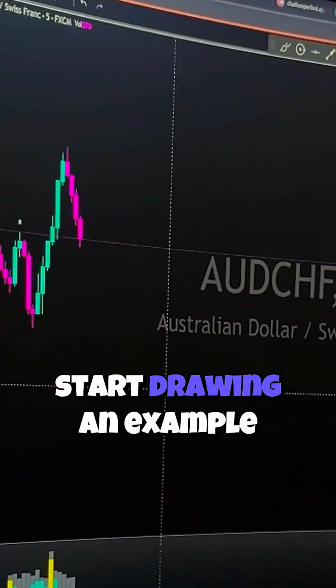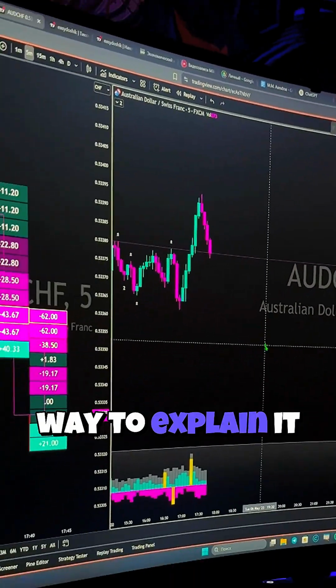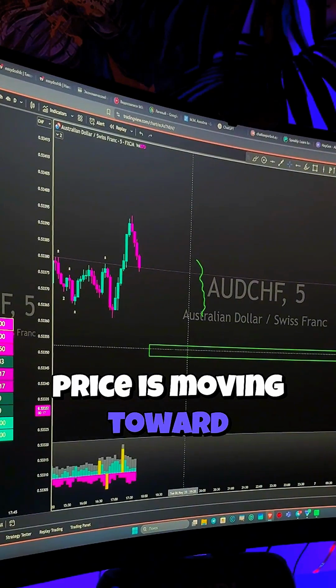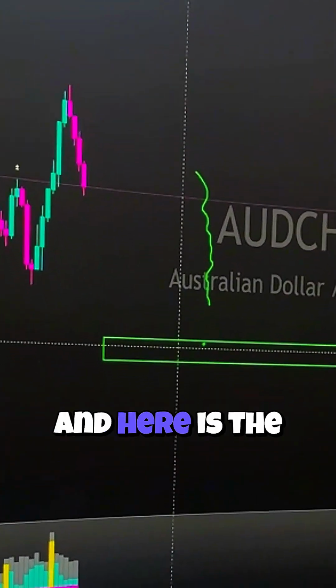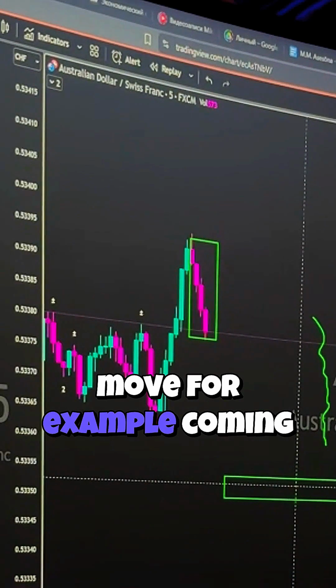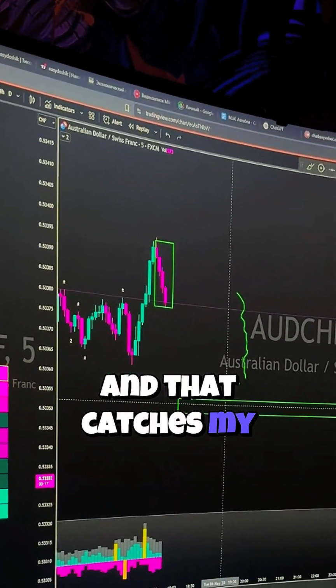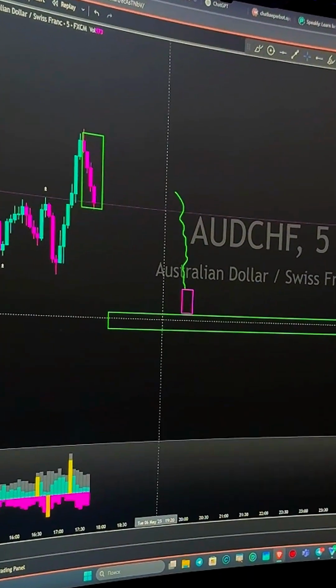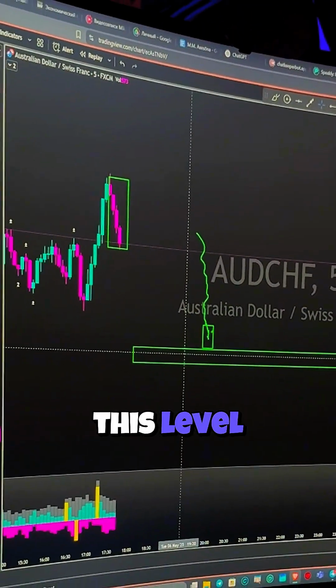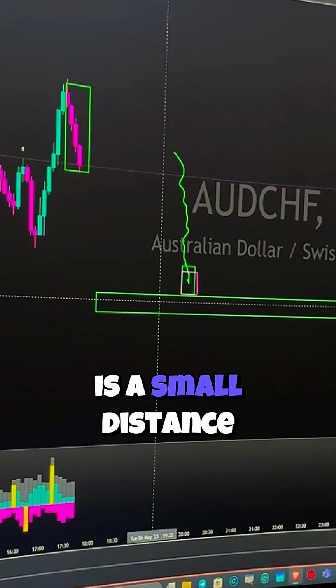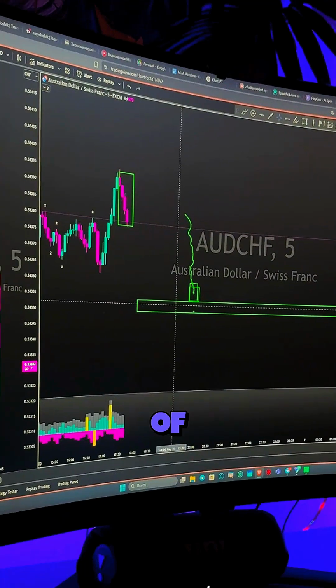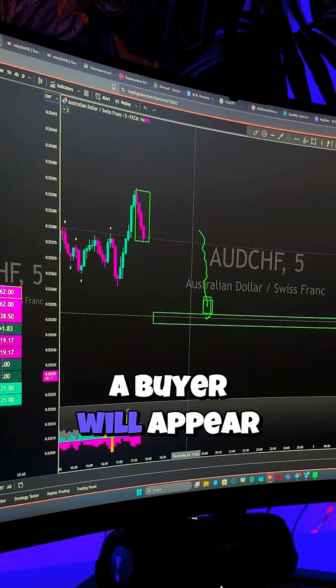After that, let me start drawing an example because there's no other way to explain it. So for example, my price is moving toward the level and right now it's here, and here is the level. I have a strong move, for example, coming from the seller, and that catches my attention because we're close to this level. So I can take an entry up to this level. I understand, okay, there's a small distance I can take advantage of because at the level a buyer will appear.